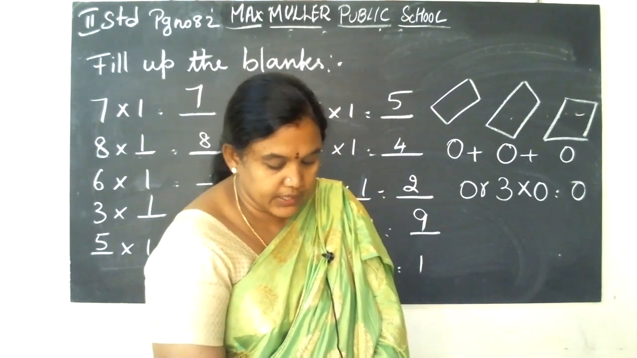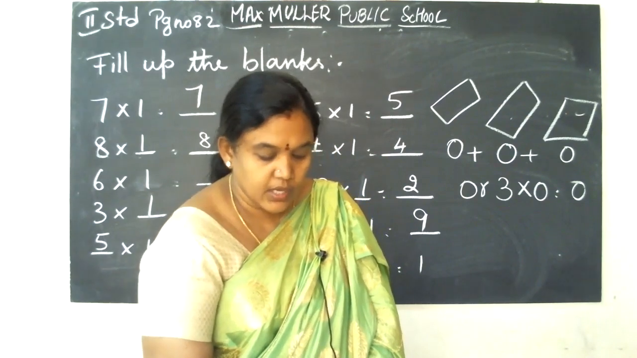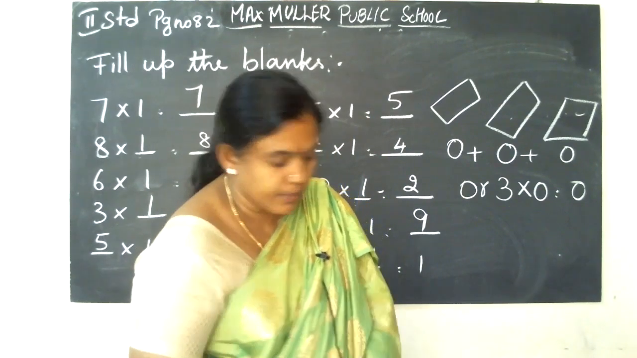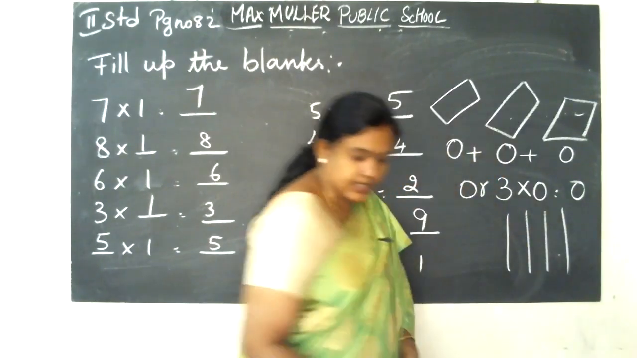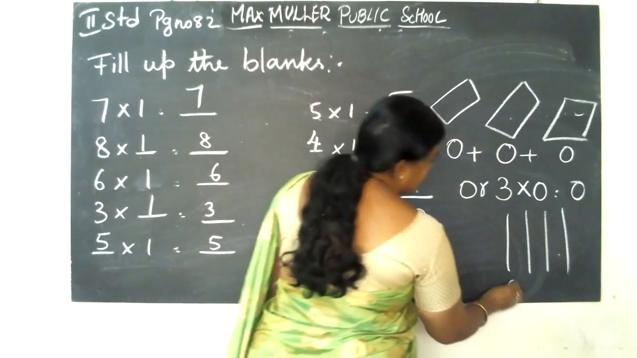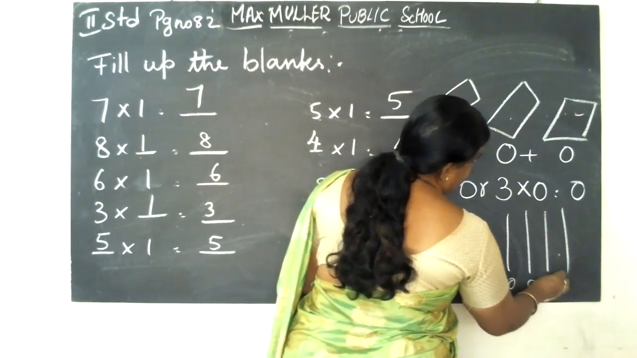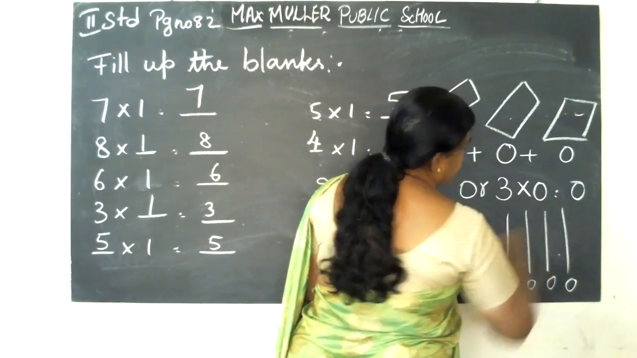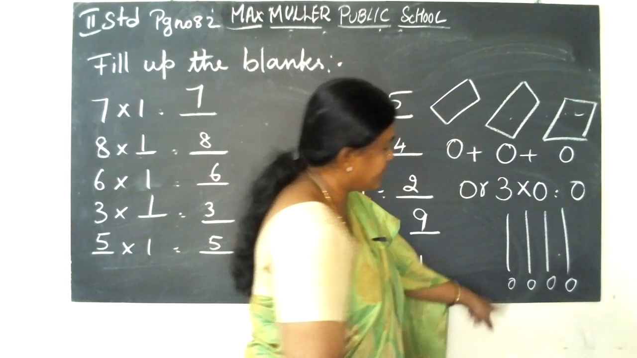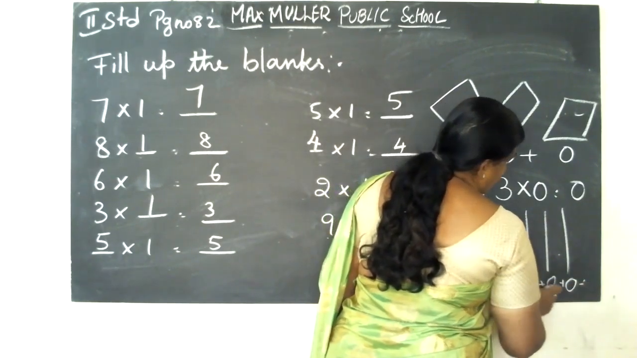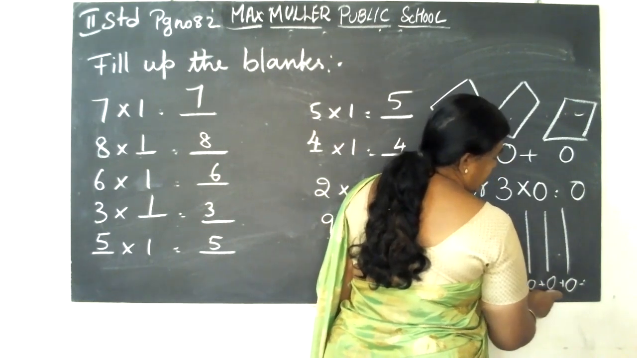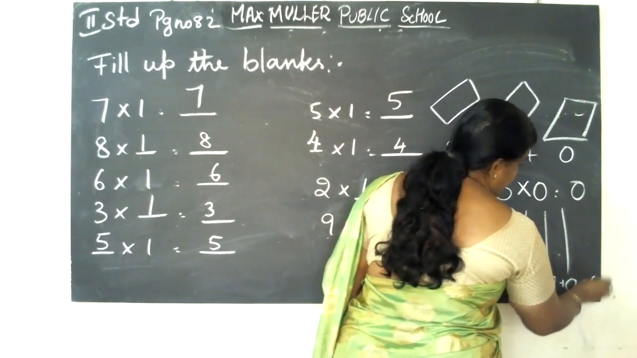There are 4 vertical sticks and no horizontal sticks. So no junctions are formed. See, 4 vertical lines are there. See, here 0, here 0, here 0, here 0. Here no horizontal lines, children. So you have to write 0. If you add 0 plus 0, 0. 0 plus 0, 0. 0 plus 0, 0.